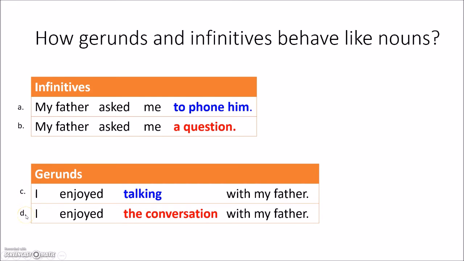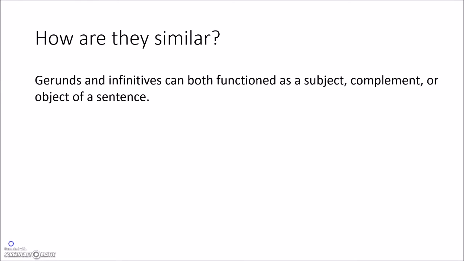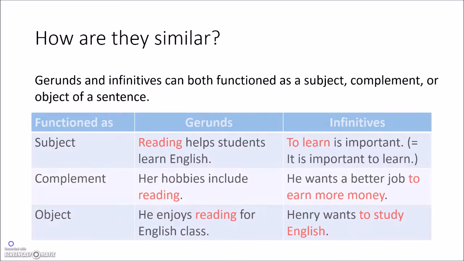What about sentences C and D? Let's look at sentence D first. I enjoyed the conversation with my father. The conversation in sentence D is a direct object and it takes the form of a noun. When you're comparing sentences C and D, both of them have the same structure. So we can also deduce that the gerund talking in sentence C behaves like a noun. And gerunds and infinitives are also similar in the sense that they can both function as a subject, a complement, or object of a sentence.